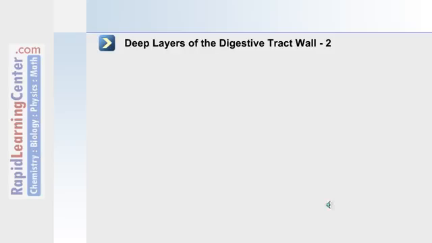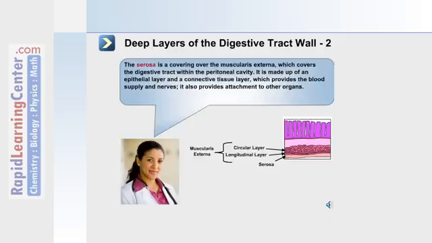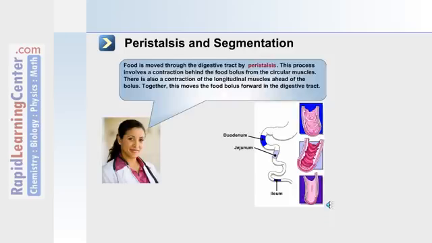The fourth layer of the digestive tract wall is the serosa. This is a covering over the muscularis externa. It's made up of an epithelial layer and a connective tissue layer, and this layer provides the blood supply and nerves. Peristalsis and segmentation are two actions performed by the digestive system.